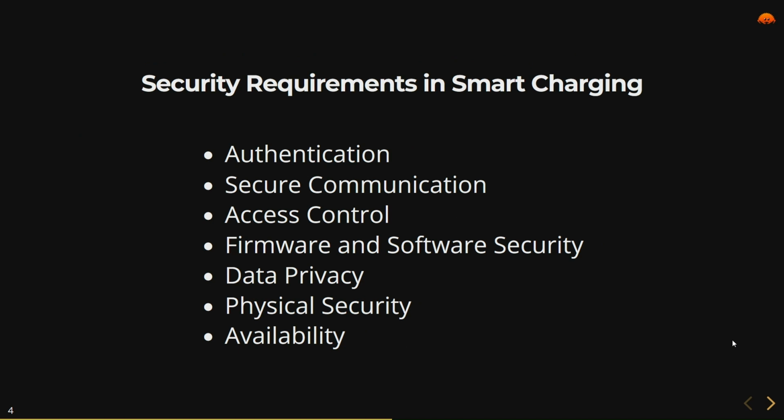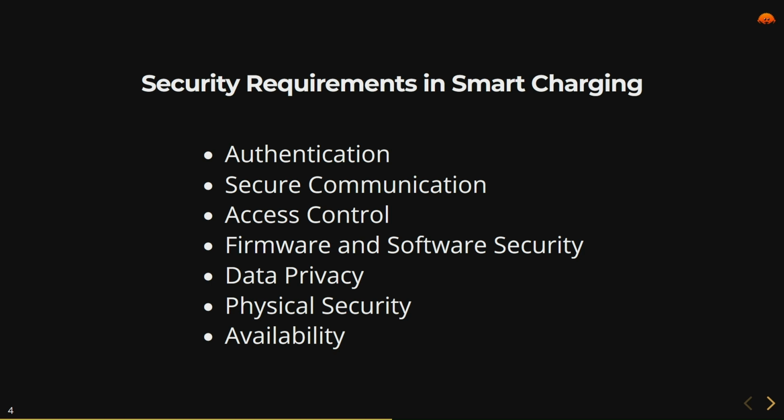So these are some of the key security requirements that should be considered in smart charging infrastructure. Security is a critical aspect of smart charging infrastructure to ensure privacy, integrity, and availability of the charging system. Authentication. The system should implement a robust authentication mechanism to verify the identity of the charging station and the EV users. It includes secure protocols, digital certificates, and other encryption techniques to prevent unauthorized access, and it should protect against attacks.